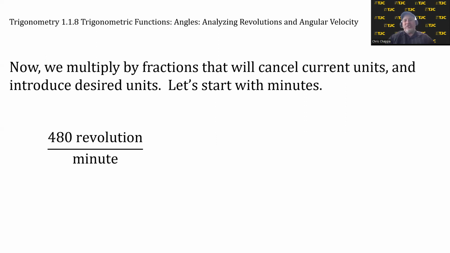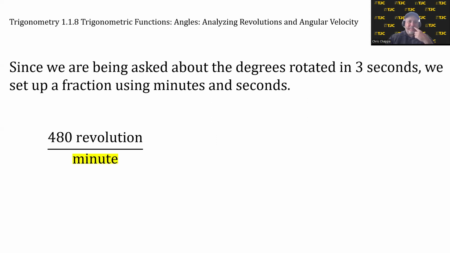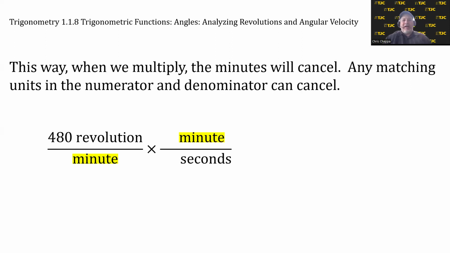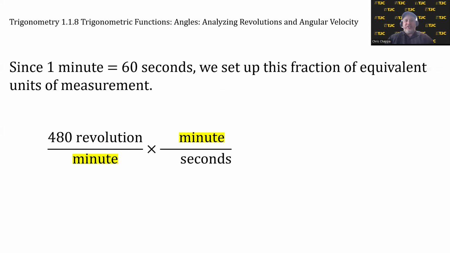Now we're going to multiply by fractions that will cancel current units and introduce desired units. Let's start with minutes. Since we're being asked about the degrees rotated in 3 seconds, we want to set up a fraction using minutes and seconds. Because we want to cancel the minutes, we need a fraction with minutes in the numerator and seconds in the denominator. This way, when we multiply, the minutes will cancel. Any matching units in the numerator and denominator can cancel. Since 1 minute equals 60 seconds, we set up this fraction of equivalent units of measurement, 1 minute over 60 seconds.